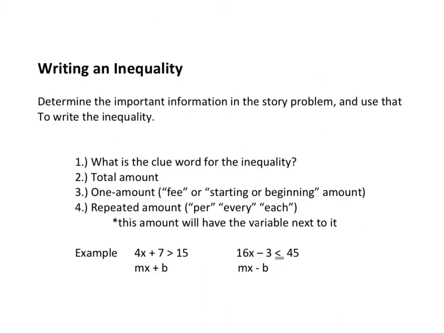So now we're going to talk about writing an inequality. To write an inequality, we have to determine the important information in the story and use that to help us. The first thing we look at is the clue word for the inequality, that you found a list of on the last slide. The second thing is we find the total amount. The third thing is the one-time amount. The fourth thing is the repeated amount. A lot of the exact same steps as an equation, we just now have an inequality sign instead of an equal sign. And we really need to pay attention to the clue words.